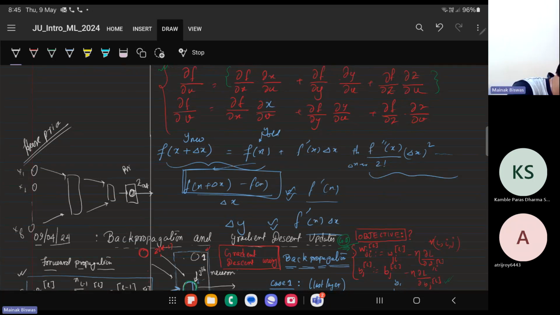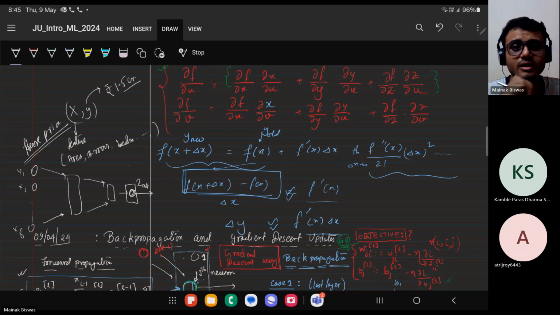Say the actual price. So what is the data set? X, comma Y. X is the features of the house, say area, number of rooms, bedrooms, etc. Y is the price, say rupees 1.5 crore, right?